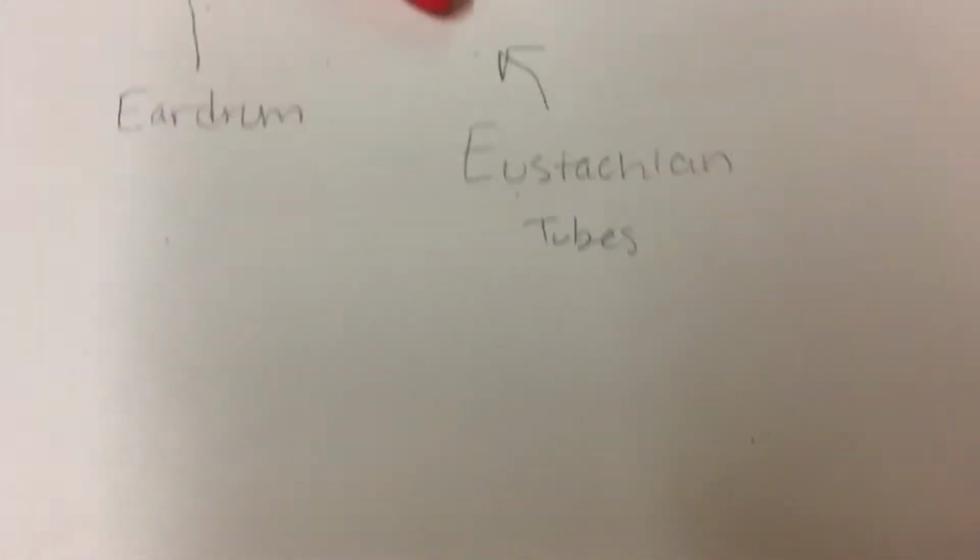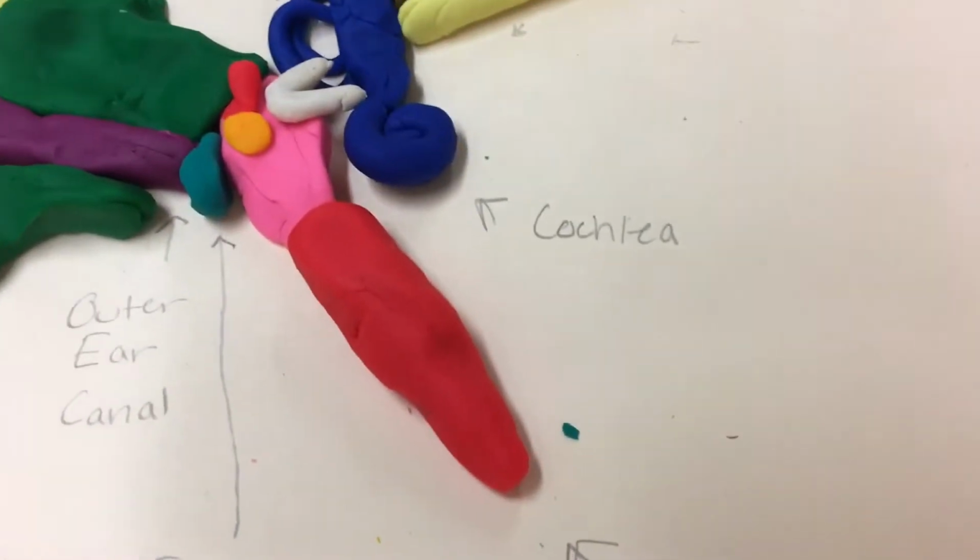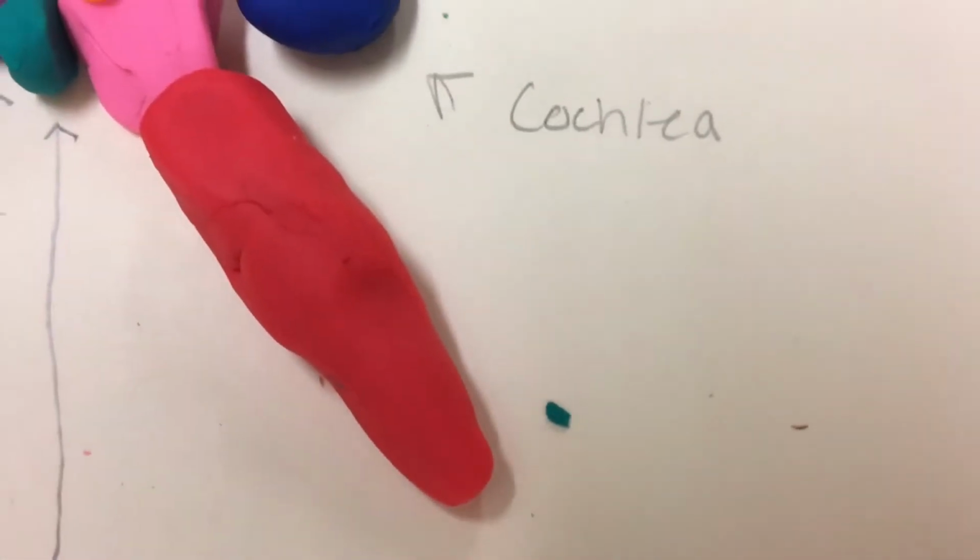Okay. So right here we have the eustachian tube, which is a tube that connects the middle ear to the back of the nose. So it equalizes the pressure between the middle ear and the air outside. So when you're in a plane and your ears pop because of the changing air pressure, that's thanks to the eustachian tube. Wow.